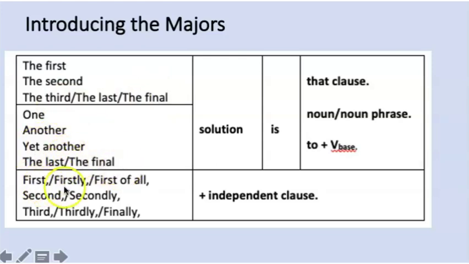Or we have first, firstly. And the important thing here is the first solution is, if you want to write a sentence, pay attention, be careful here. You should use a that clause. Or you can bring a noun or a noun phrase here. Or the solution is to do something. Here we have the base form. Or we can use an independent clause. We can say first, firstly, comma, and write a sentence here.